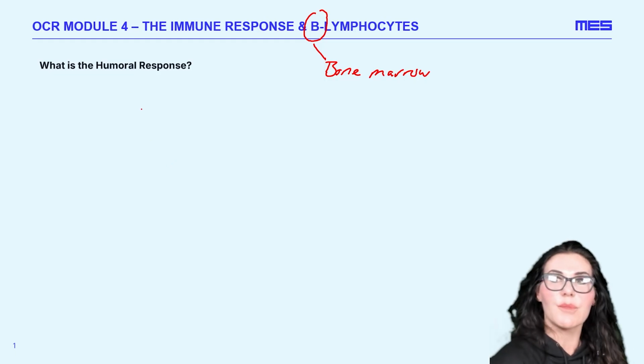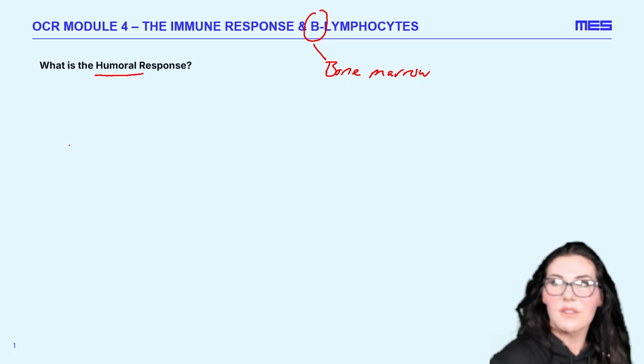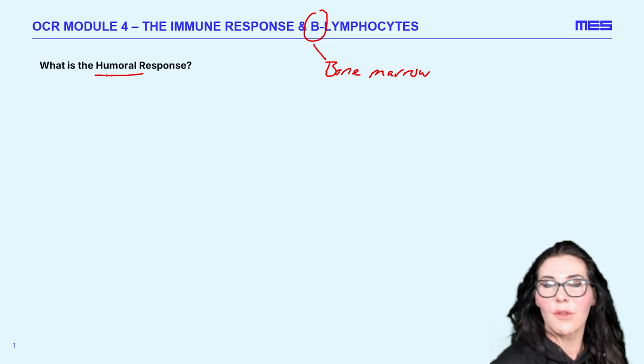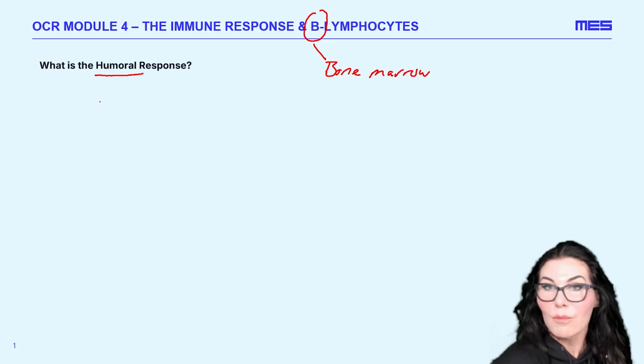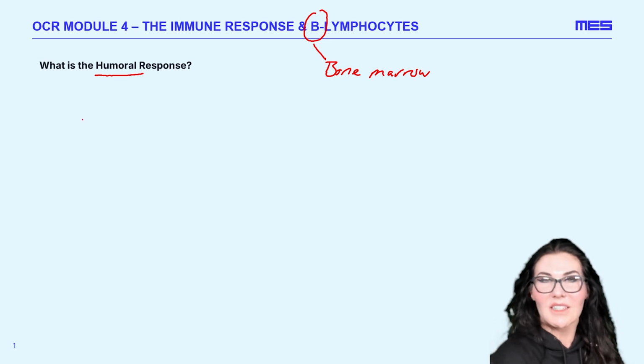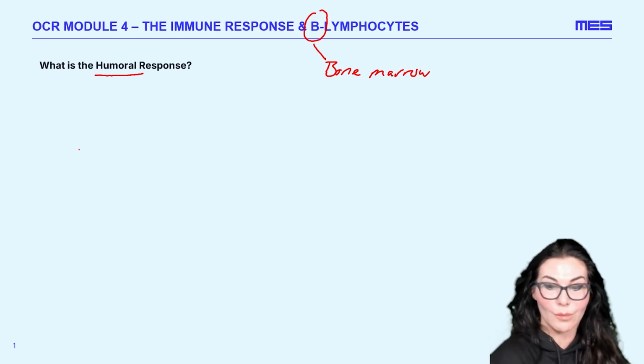We also describe this as the humoral response because B cells give rise to antibody proteins which are soluble that end up in the fluids of our body, and the fluid of your body is called humor. The humoral response therefore involves body fluids and antibodies, soluble proteins in the fluid of your body, of your blood.